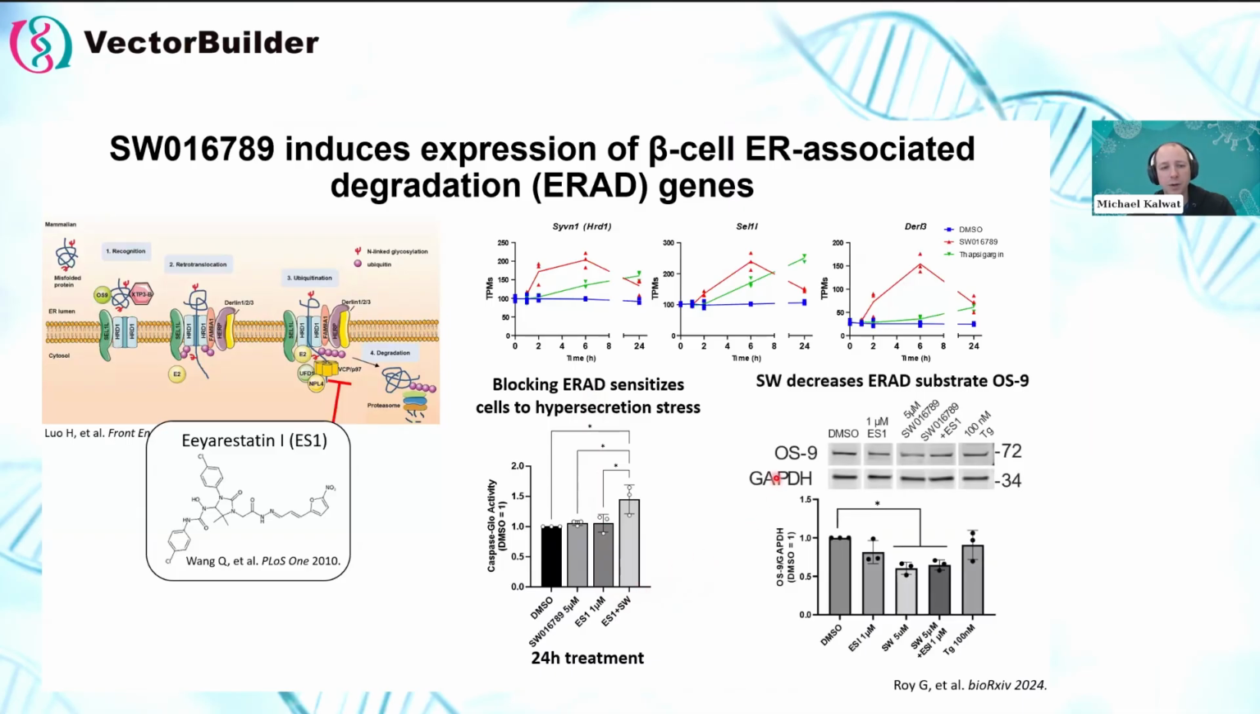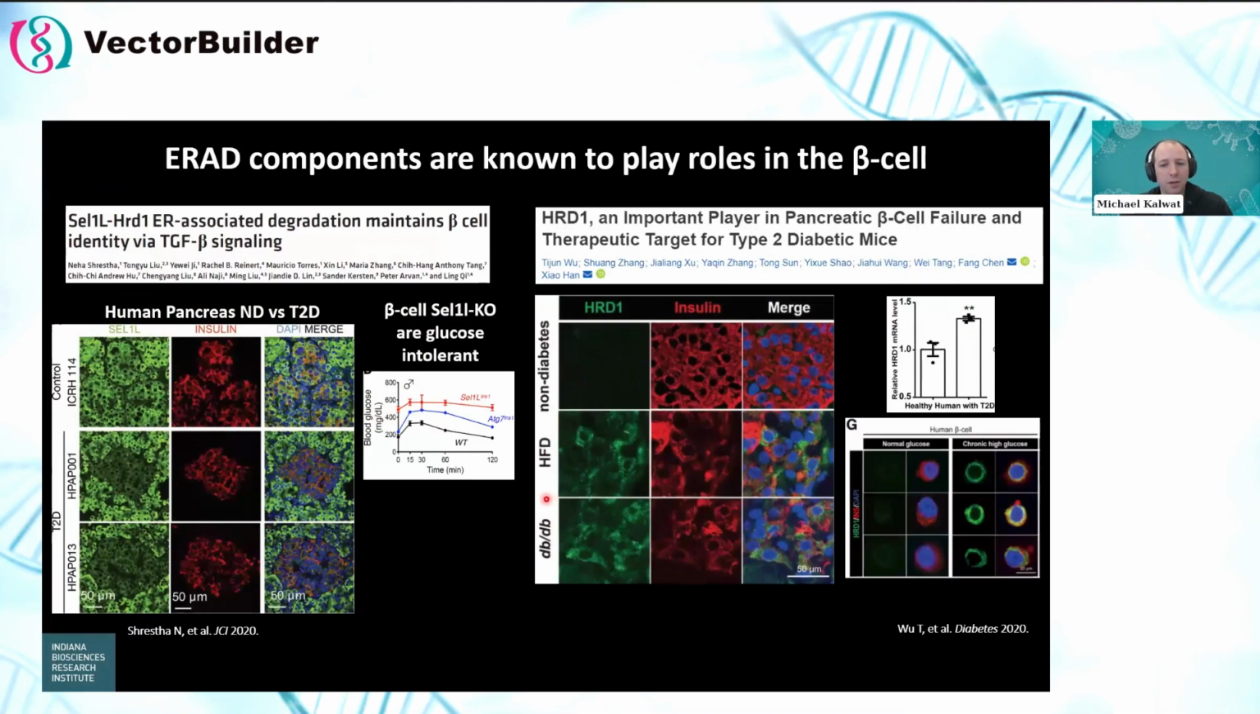And on top of that, we also monitored the levels of this ERAD component, and also a substrate, called OS9. And we found that the hypersecretion-inducing compound, SW16789, was able to reduce the abundance of OS9. So this isn't a perfect readout of ERAD. You need to take multiple different approaches to identify alterations in ERAD activity, but it is suggestive that maybe ERAD is being affected by this stress. And there are some other reasons why we thought ERAD could be an interesting player in the hypersecretion response.